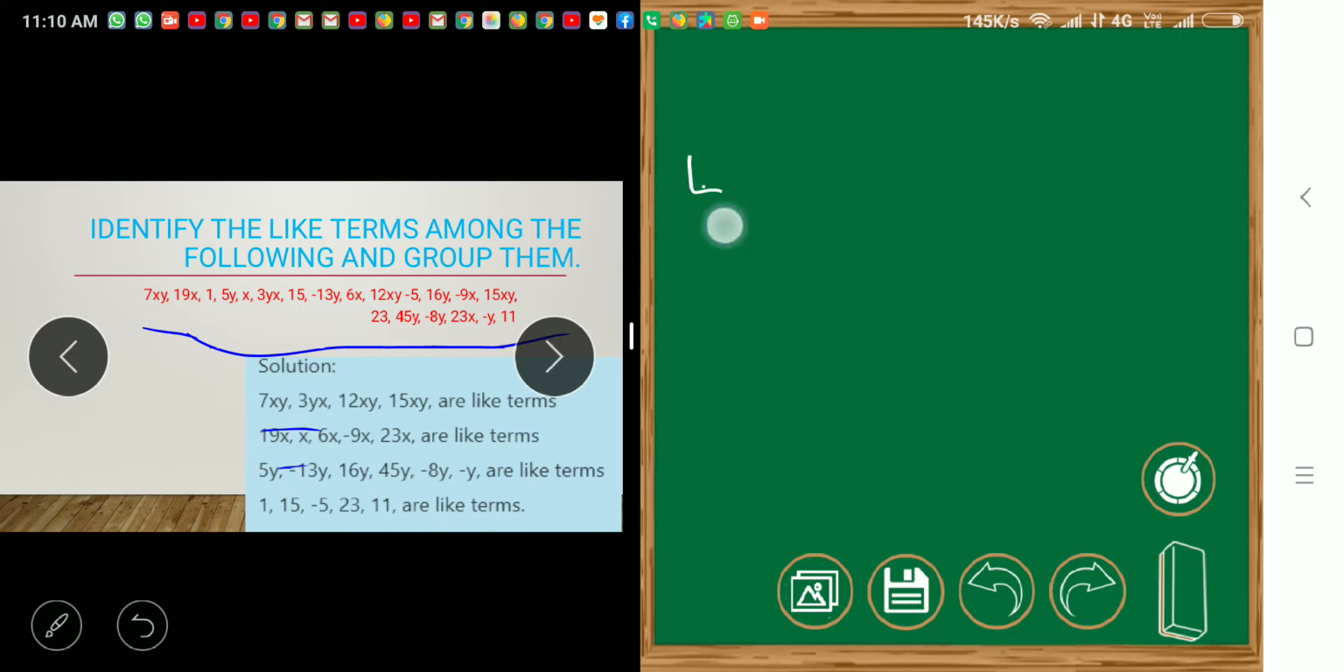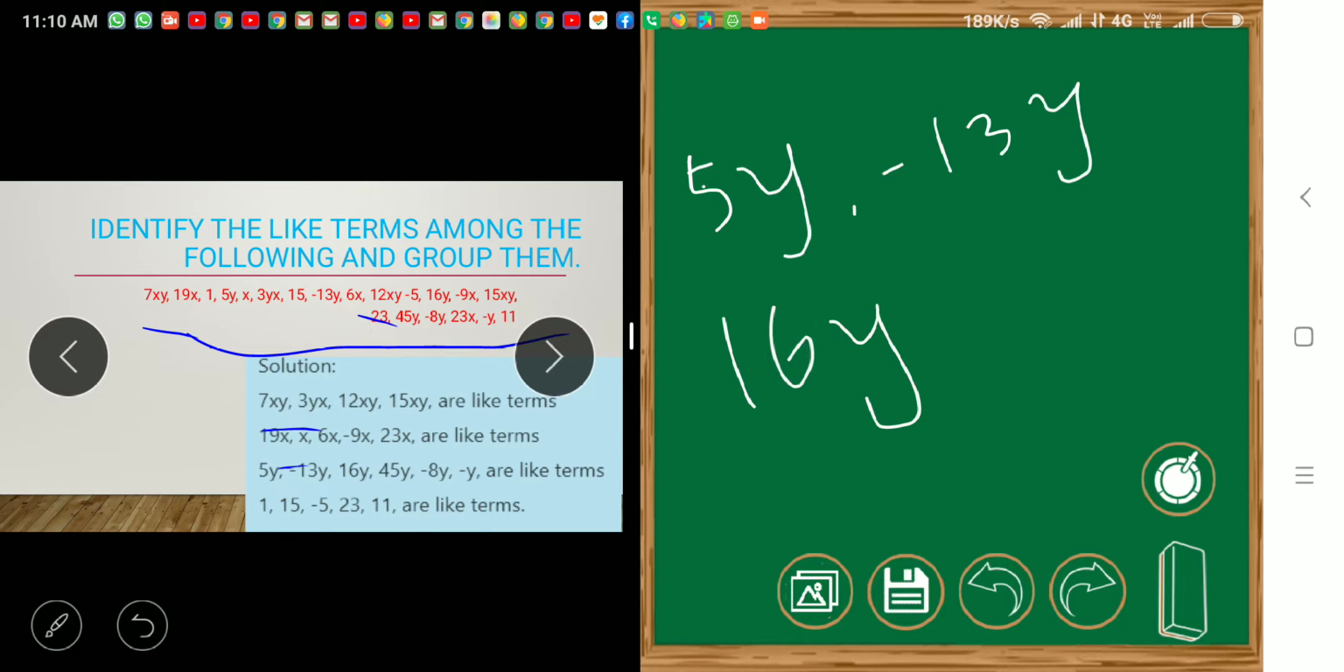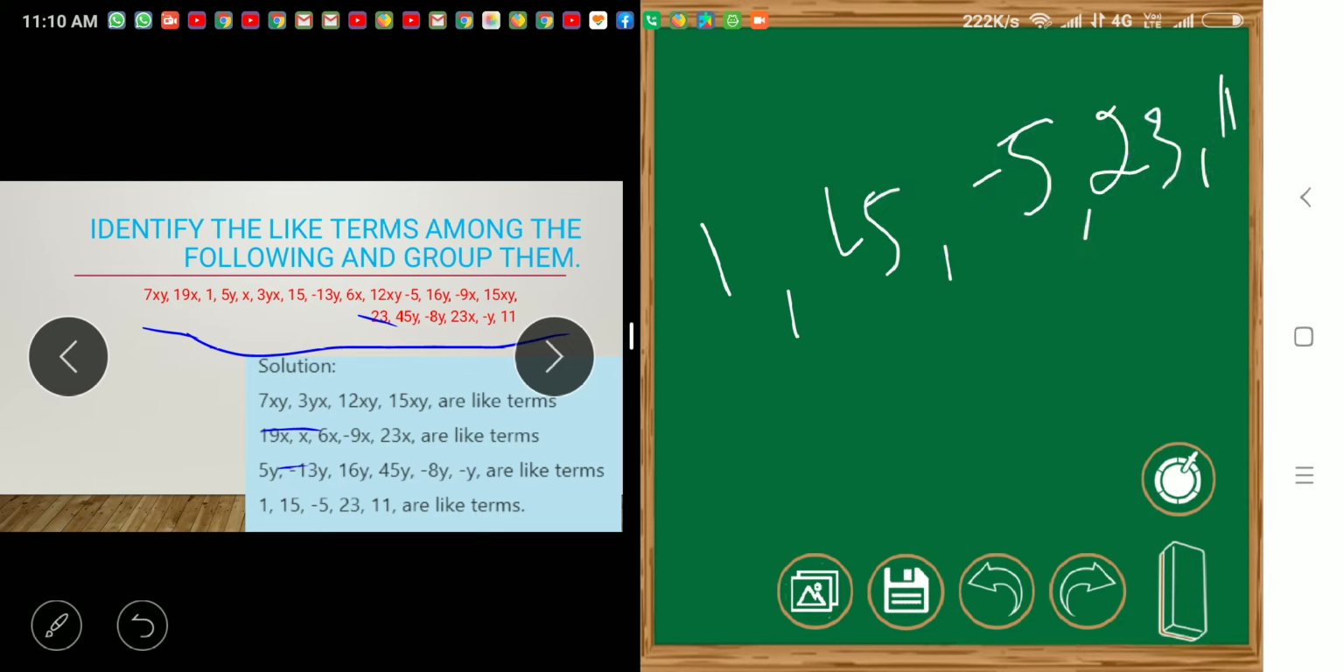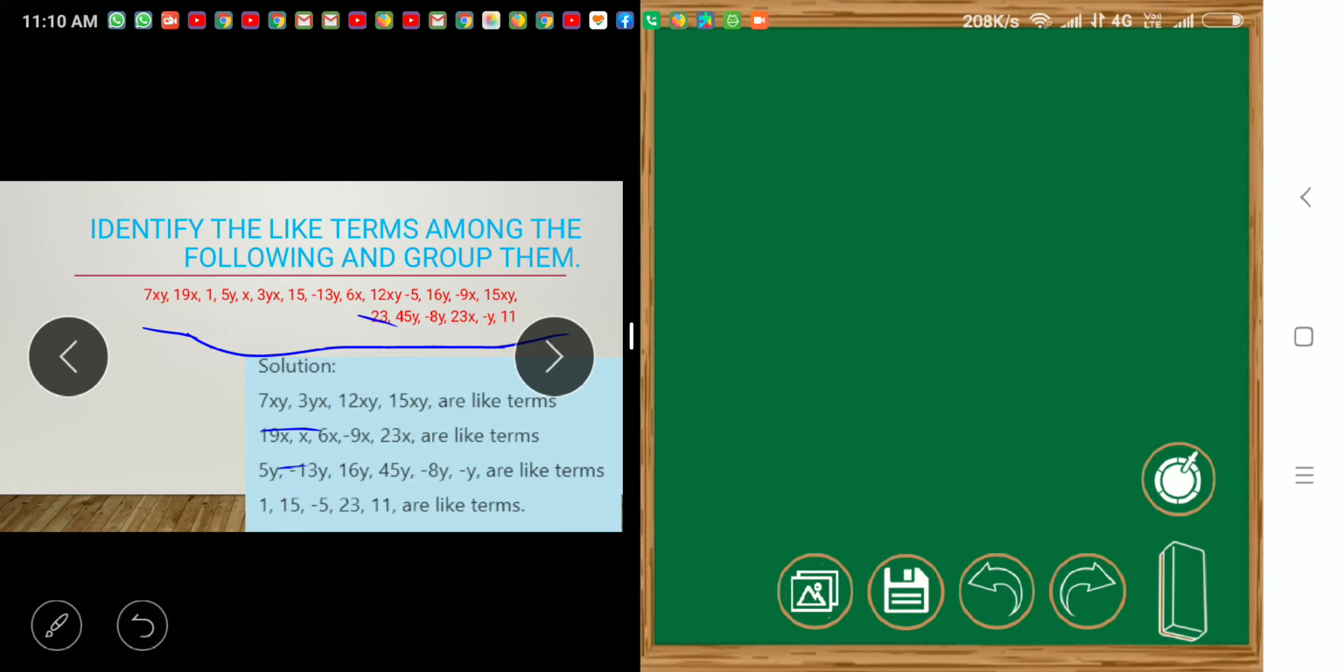Now take the y terms. 5y, minus 13y. 12xy we should not take because it is with the x also. 16y, and 15xy also we should not take. Minus 8y. Don't forget to mark the comma. And minus y. These are the y terms. Okay, next, the last one is only the numerical. 1, 15, minus 5, and 23, and 11. These are all only numbers. Okay, this is how we can group like terms.